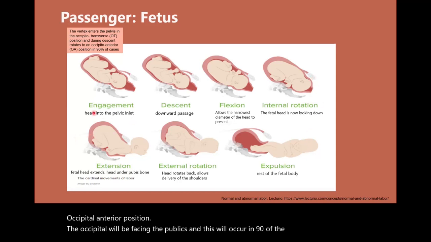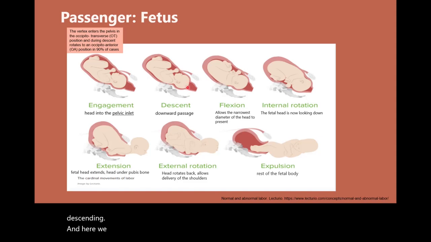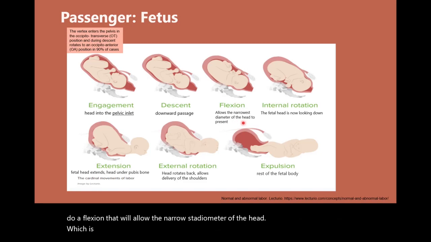So the first step, the head will go into the pelvic inlet. Then it will go down the passage, it will start descending. And here we can determine by palpation what is the position of the fetus. Then it will do a flexion that will allow the narrowest diameter of the head, the occipital anterior. I will show it in a few minutes.